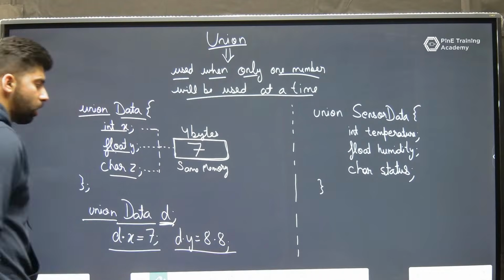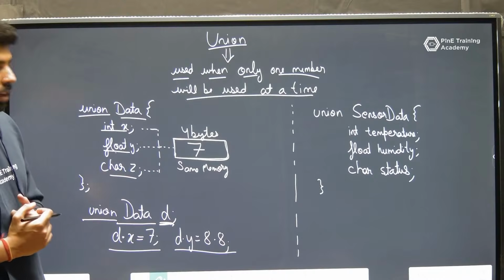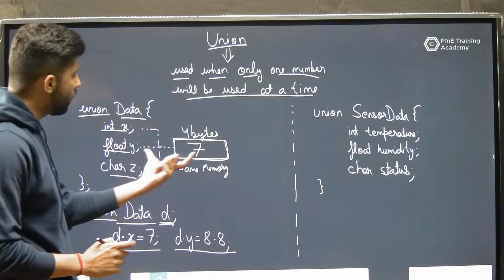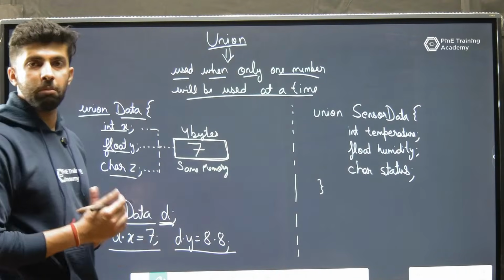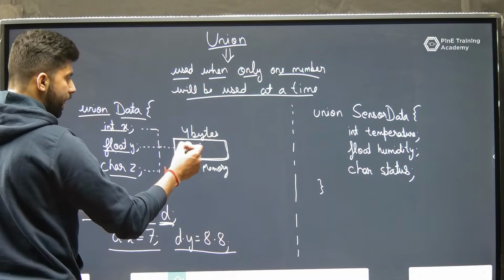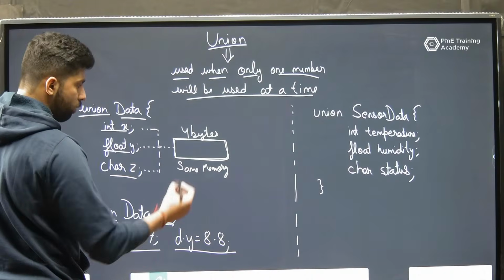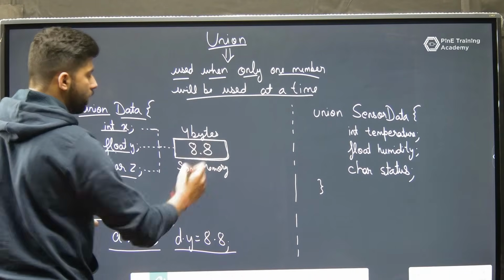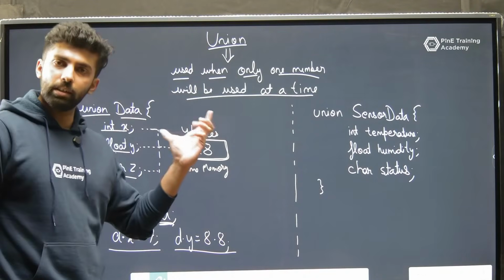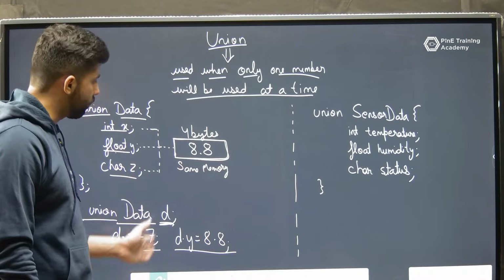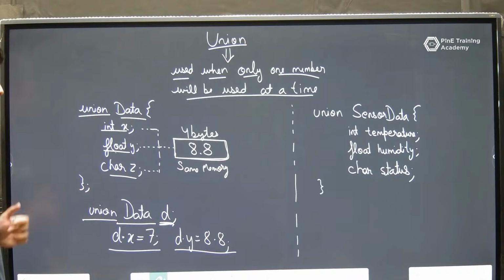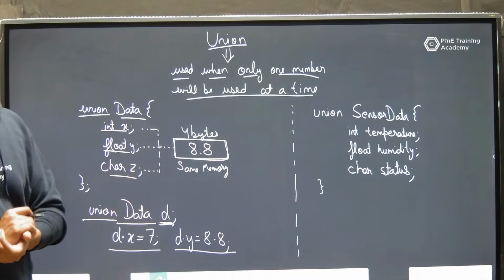Next, you write d.y = 8.8. So you now want to set the value in y. And since you had only one single memory, after running this line, your old data will be removed and your new data will get stored here. Since you had a common memory, your old data was removed and your new data got stored at this particular line. Okay, this is how union works.